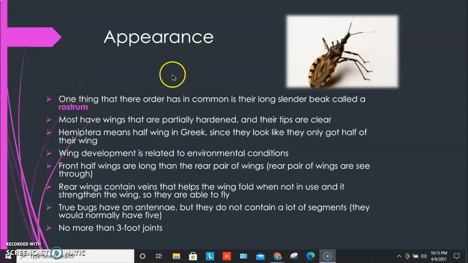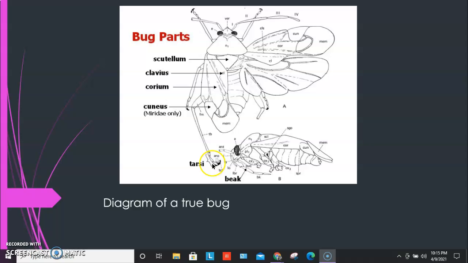I have a little diagram here so you guys can see it. Where I'm pointing my pointer, that's the tarsi. That's what I mean by no more than 3 tarsi, or 3 leg joints. And you can see by the antennae that it doesn't have a whole lot of segments. Basically, I have this diagram up to show you mainly what true bugs look like. While some of them don't really have wings, it mainly depends on the environment. A single species can have winged forms or wingless forms. Winged forms are produced in greater numbers when food sources are depleted.